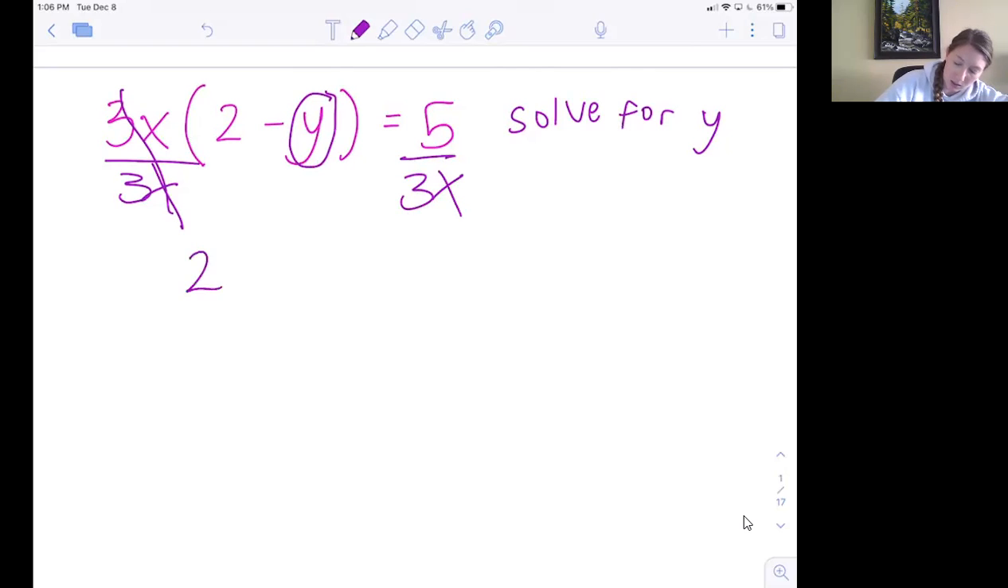And then you'd be left with 2 minus y equals 5 divided by 3x. And this is a complicated one. Well, it's not complicated. We can finish it. I should finish it. So now, I want to get y by itself, so I have to get rid of this 2. This 2 is not attached to the y, it's being added or subtracted, right? So I got to subtract 2. So I'm left with negative y equals 5 over 3x minus 2. And then we know when we have a negative y, it's like saying negative 1y.